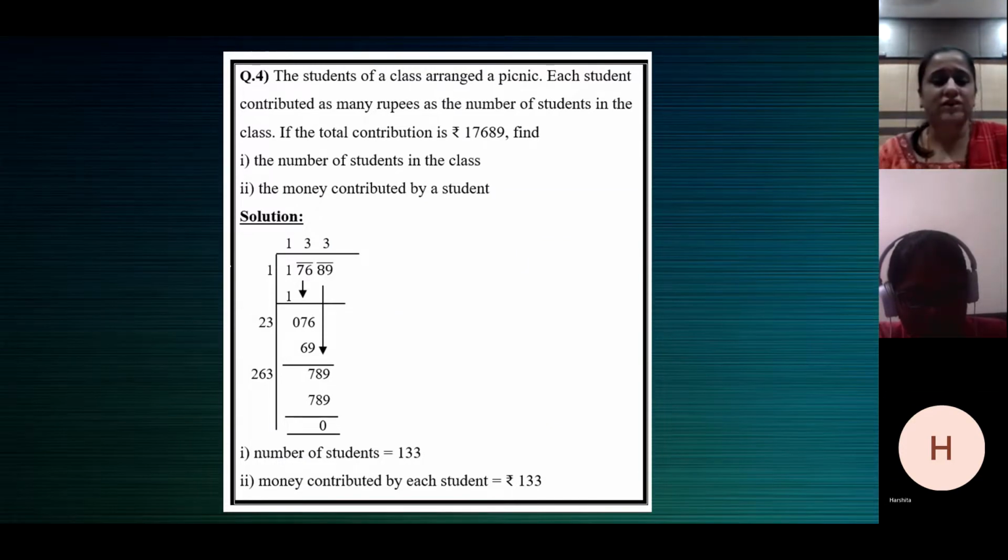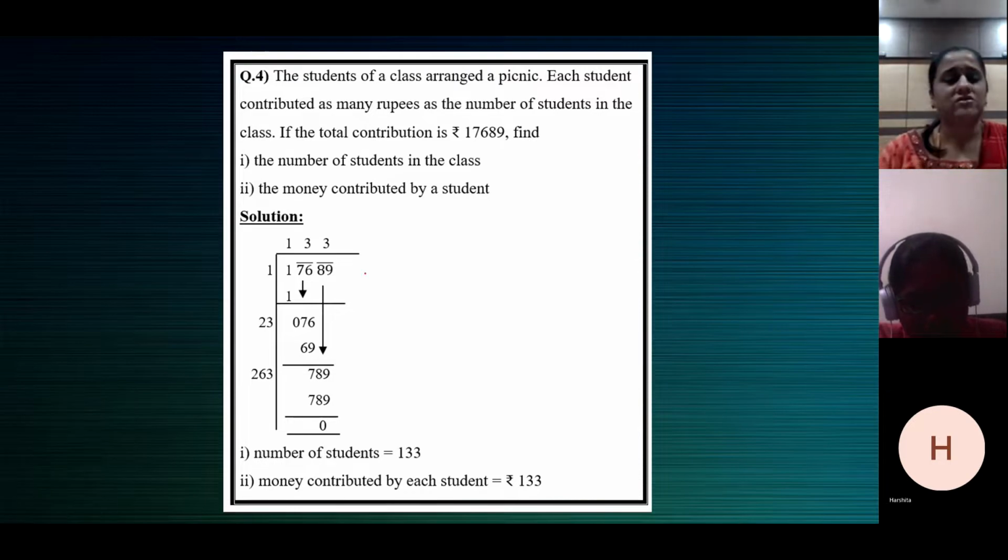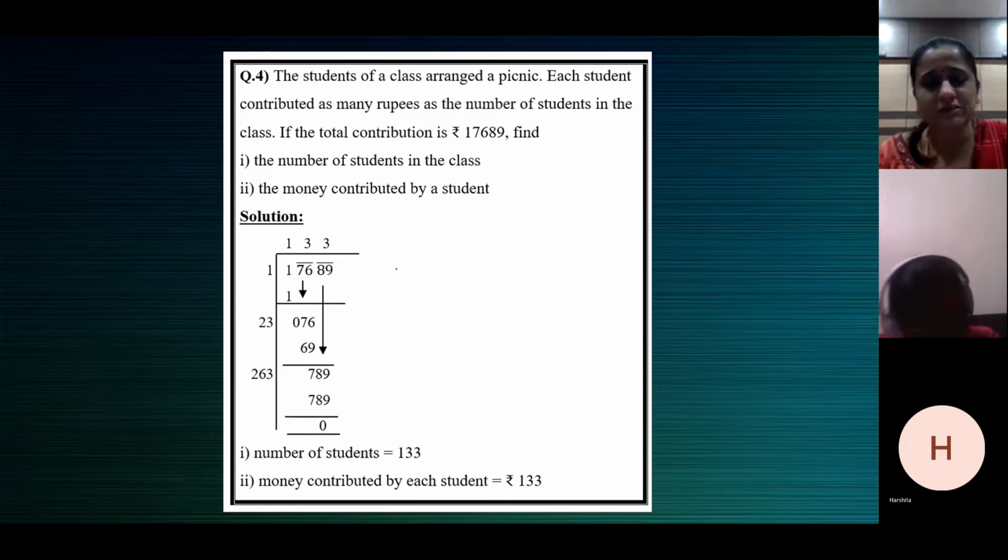So we simply have to find the square root of the given number using any method. You can use a long division method. You can use any method here, but the long division method will be more convenient. So use a long division method, find the square root, it's 133. So the answer for the first subdivision is 133.